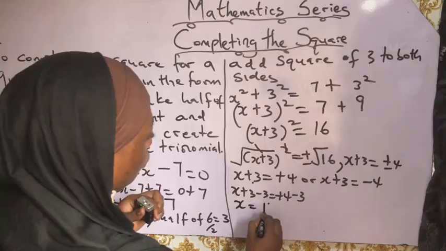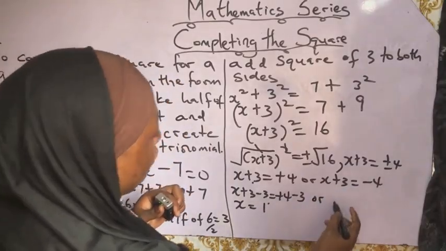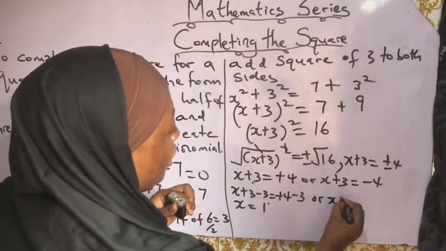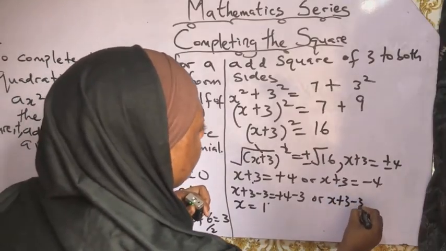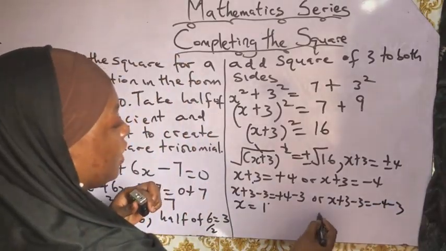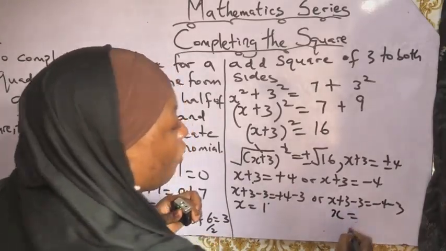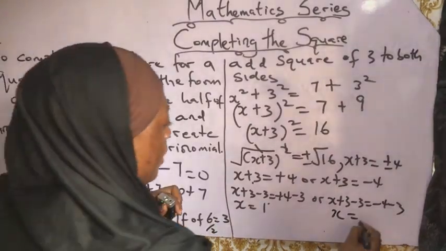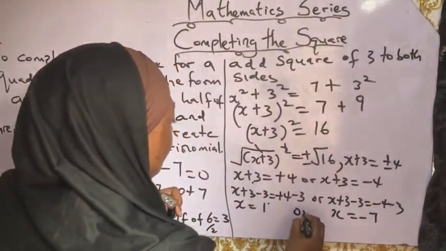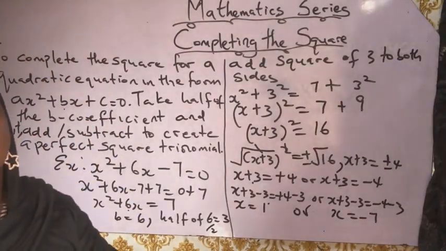So x equals 1. Or, for here, you subtract 3 from both sides, because it's plus 3 you have here. x plus 3 minus 3 is equal to minus 4 minus 3. Plus 3 minus 3 gives 0. So you have x equals minus 4 minus 3, which will give negative 7. So the roots of the equation are x equals 1 or x equals negative 7.